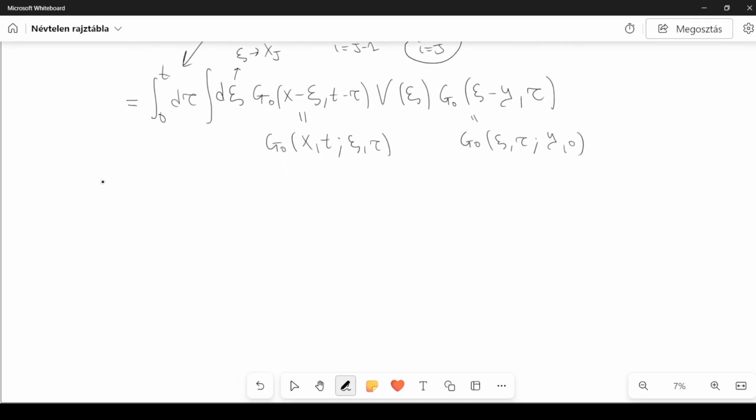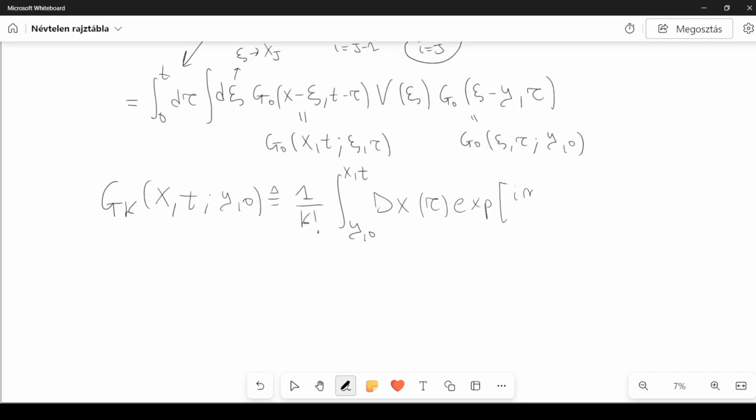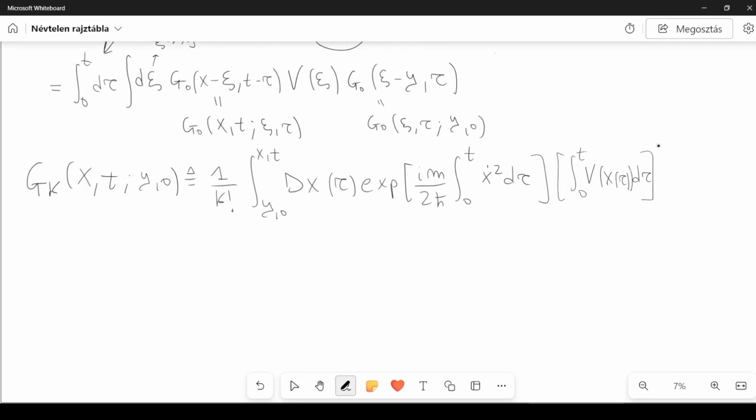Now, let me define the function g sub k, which is a generalization of g sub 0, x t, y 0, which is equal to, so this is the definition, 1 over k factorial integral from y0 to xt, and this is a path integral, so we have dx of tau, exponential of i m divided by 2 h bar integral from 0 to t x dot squared d tau, and then here we have an integral from 0 to t of v of x of tau d tau, and this integral of the potential is raised to the power k.